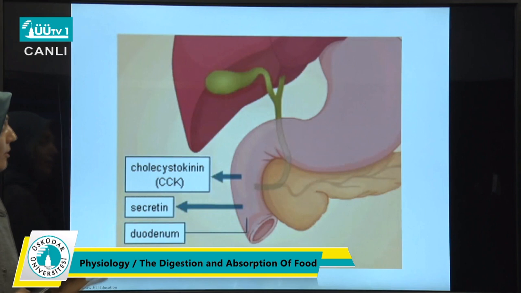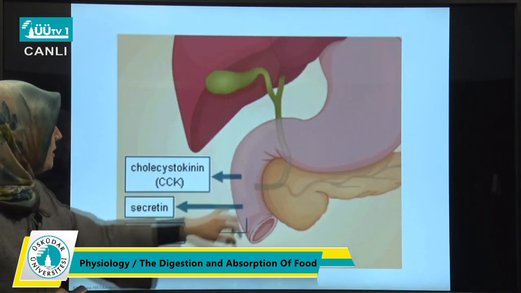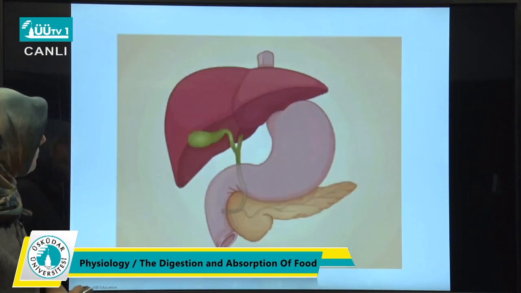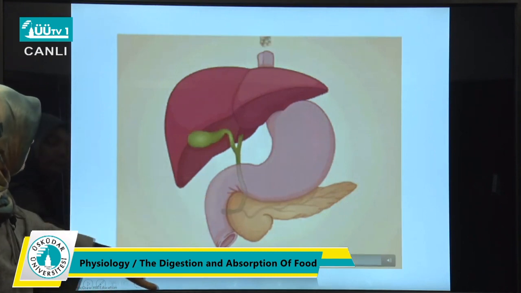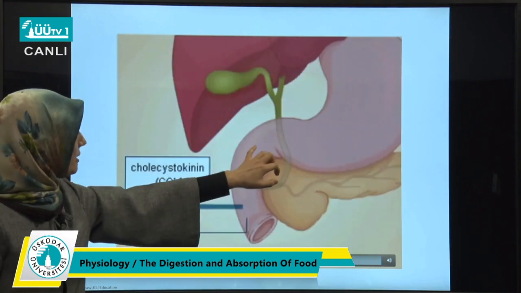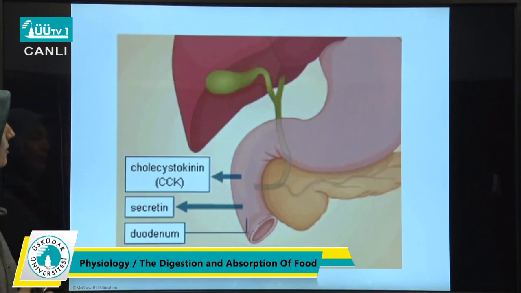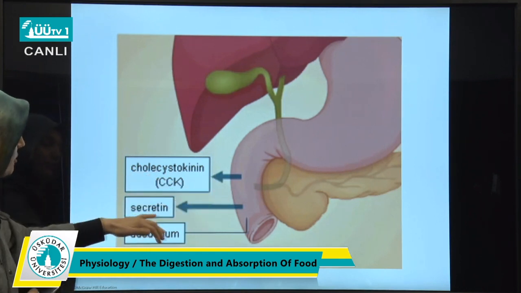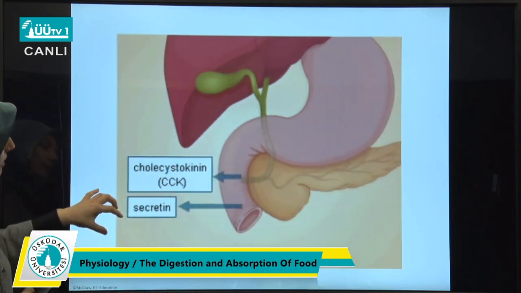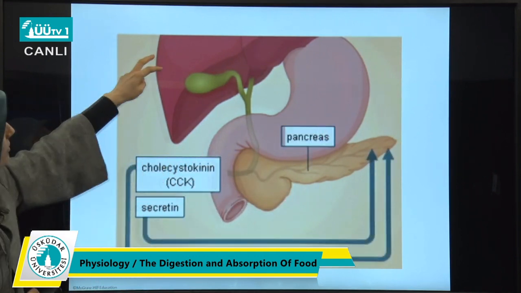The acid and also the fat content of the food in the small intestine cause the secretion of cholecystokinin and secretin from the small intestine. And these two hormones have a regulatory effect on the pancreas and also on the liver.